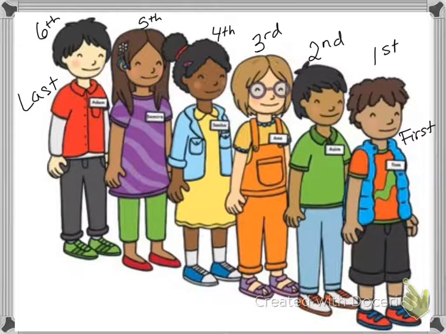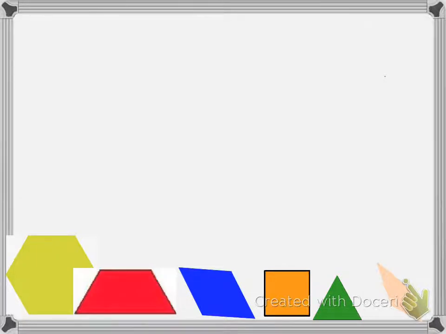So who is fourth in line? Well, it's going to be this girl because she is 1, 2, 3, 4 students from the front. So we're going to practice ordinal position with our pattern blocks.